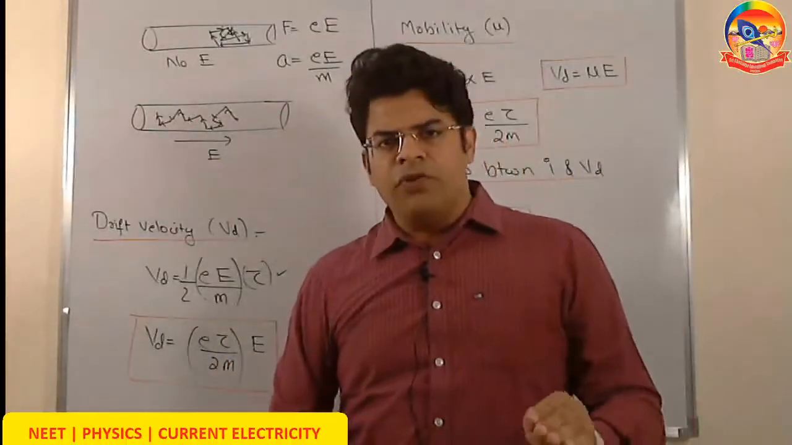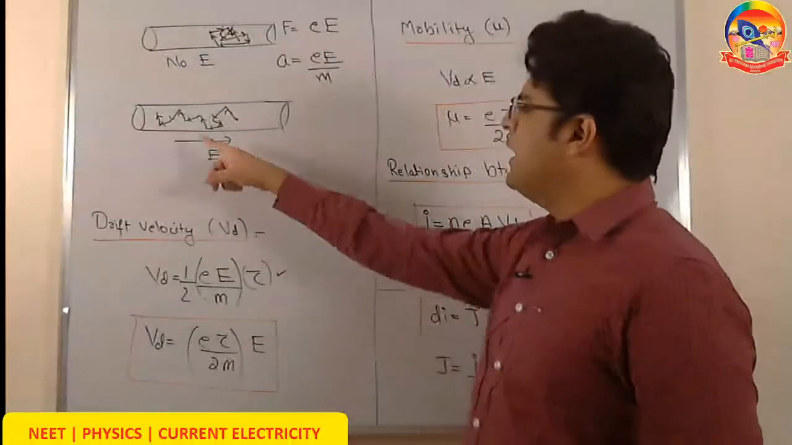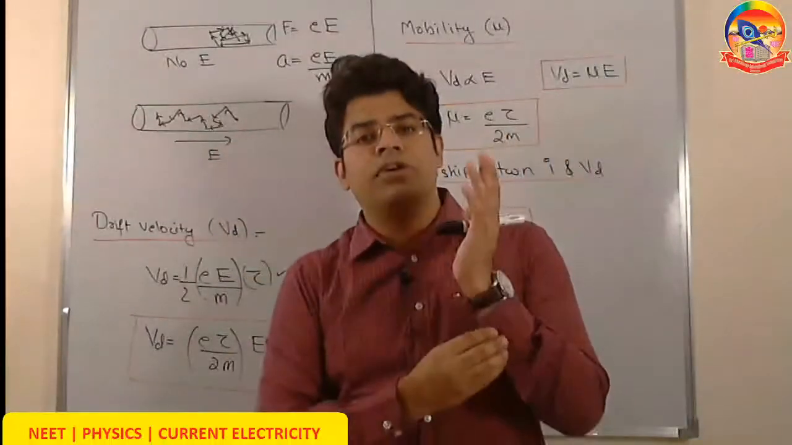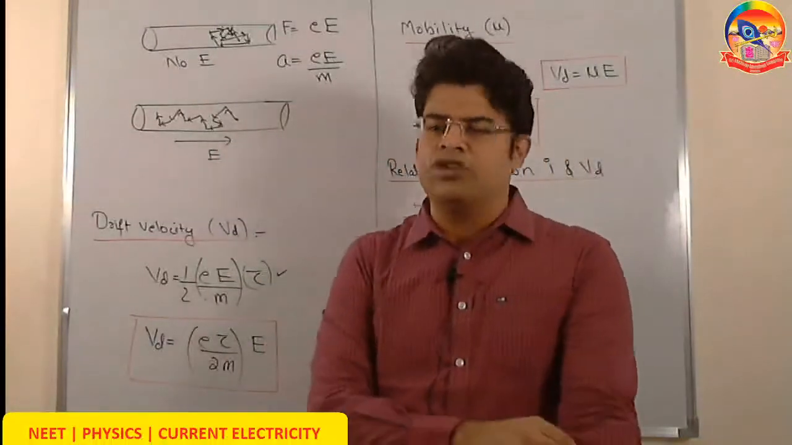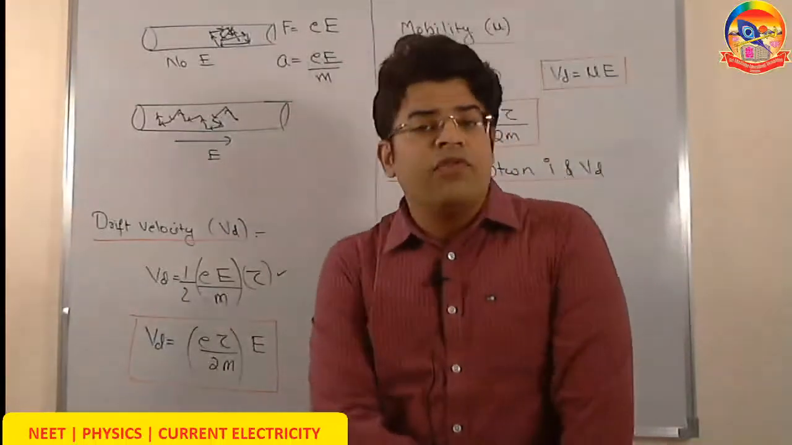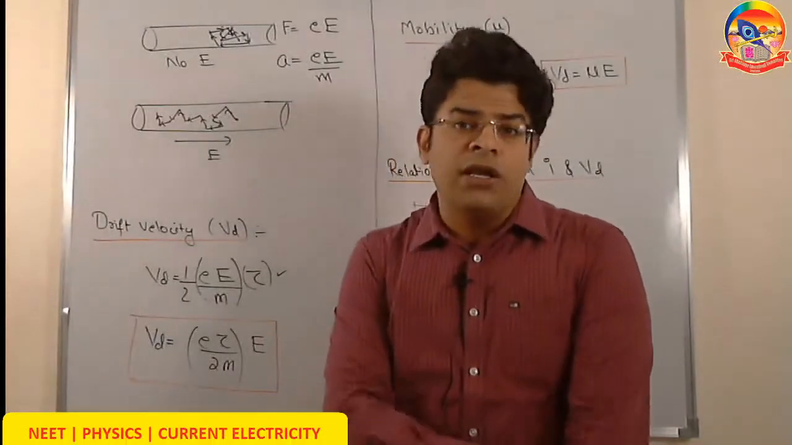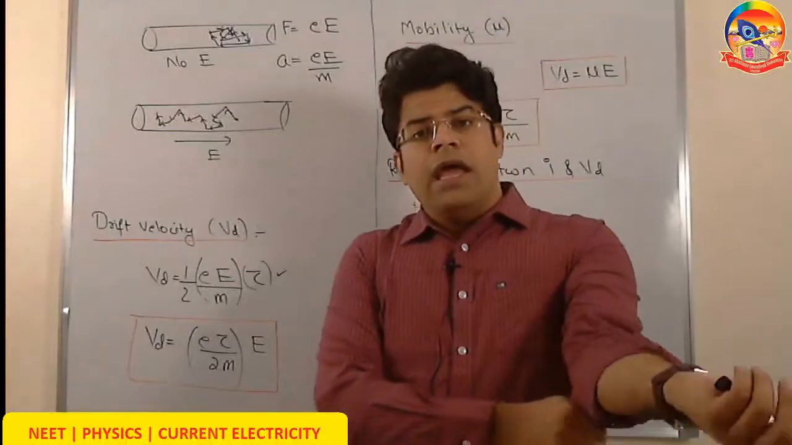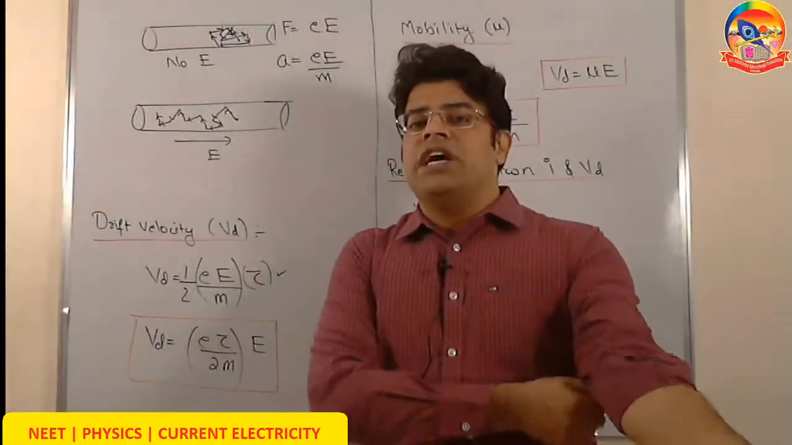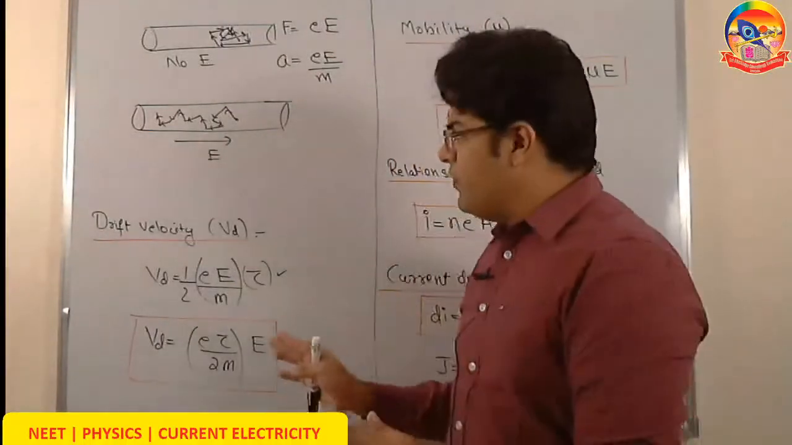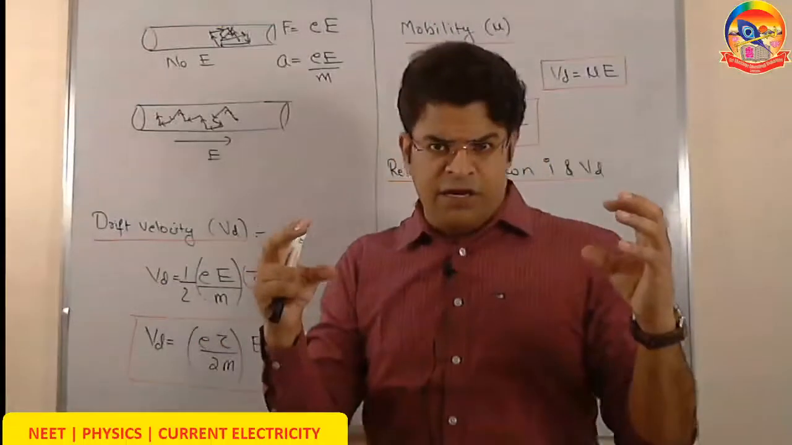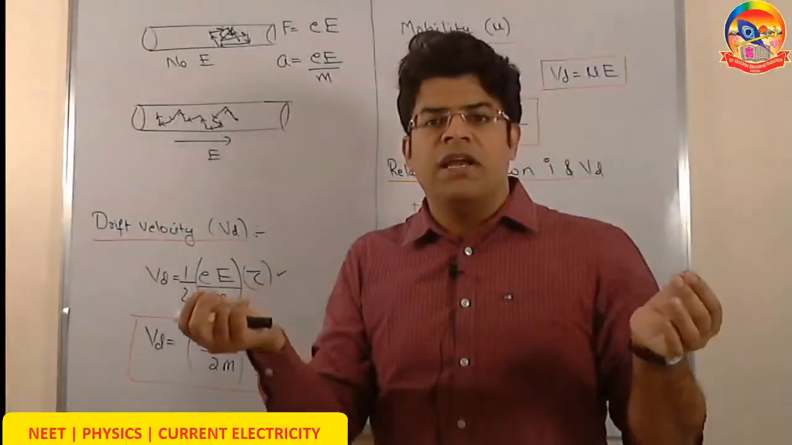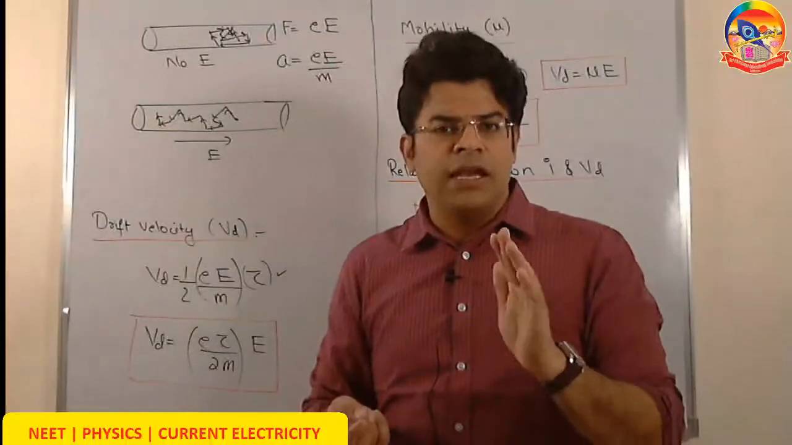Now some of you might be thinking, how can you place an electric field in a conductor? Because the electric field inside a conductor has to be 0. Electric field inside a conductor is 0 only under electrostatic condition. Electrostatic condition means when the charges are at rest. But if we place an electric field in a conductor, the electron starts to move.